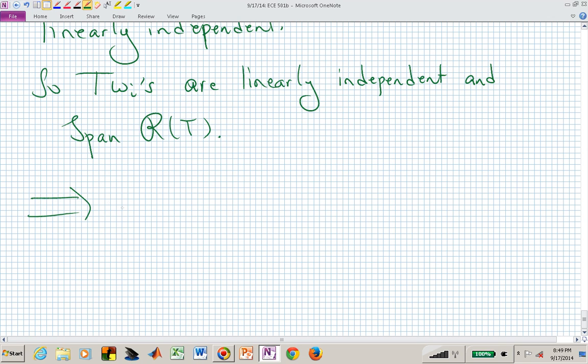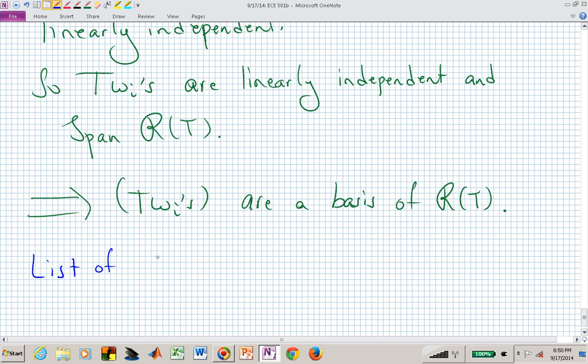That means that these T W sub i's are in fact a basis of the range of T. Now that that's a basis, what can we say? Well, now we can count up those vectors. Since they're a basis, we can now say that the list of the T W sub i's is n long. There are n vectors making up that list.